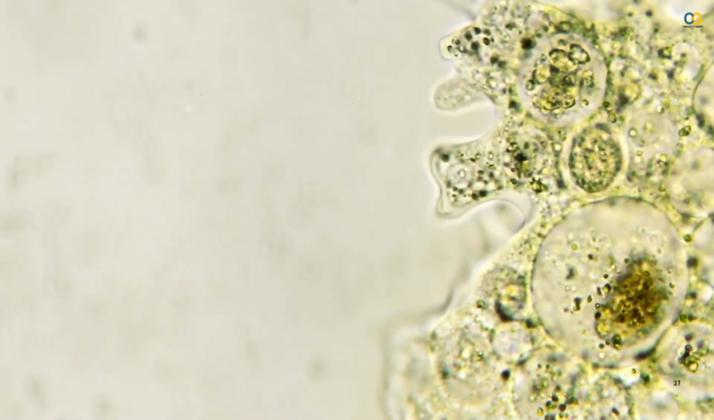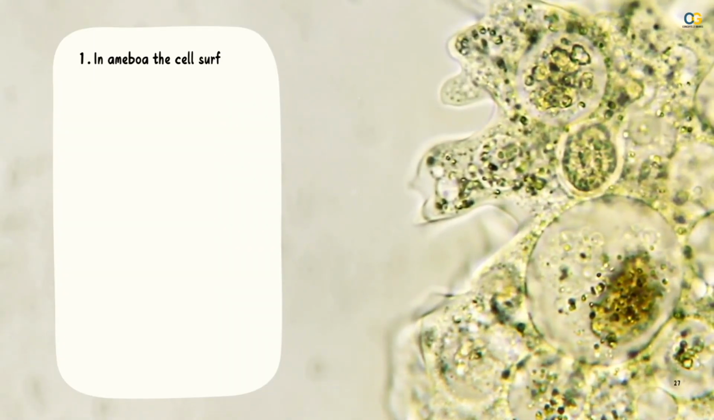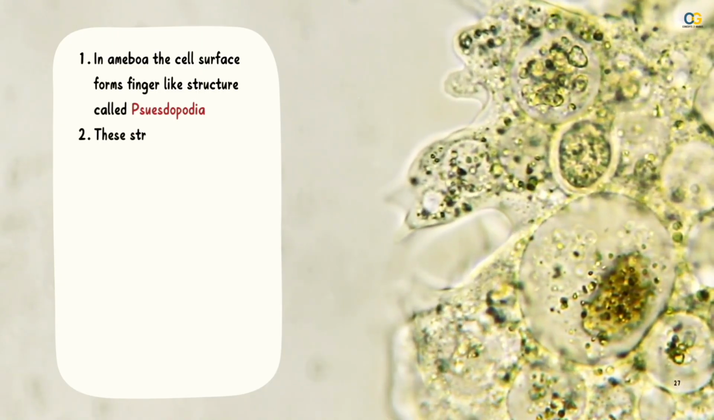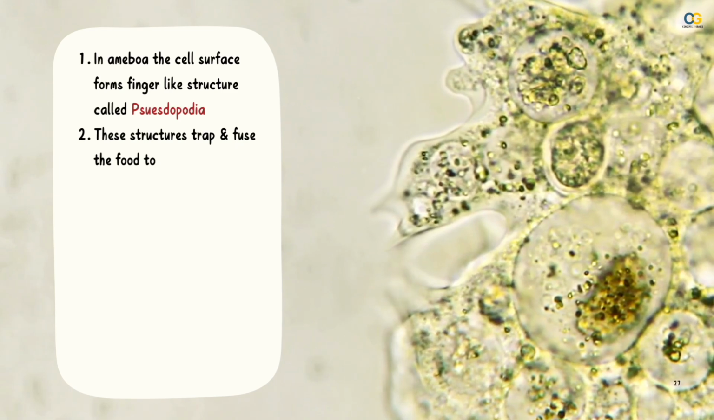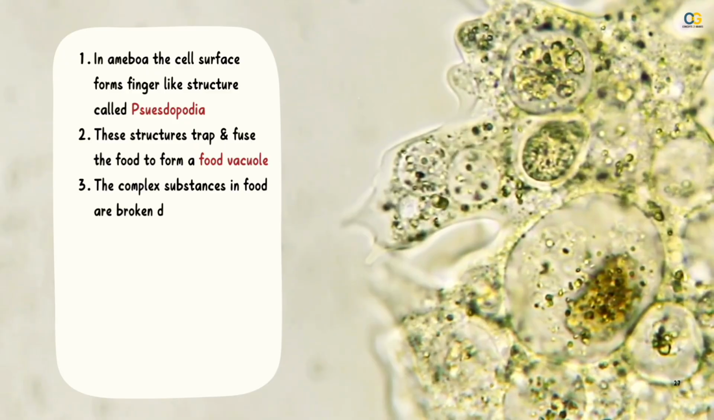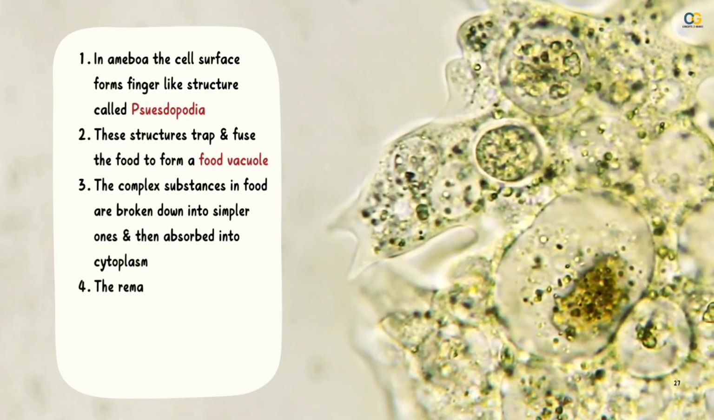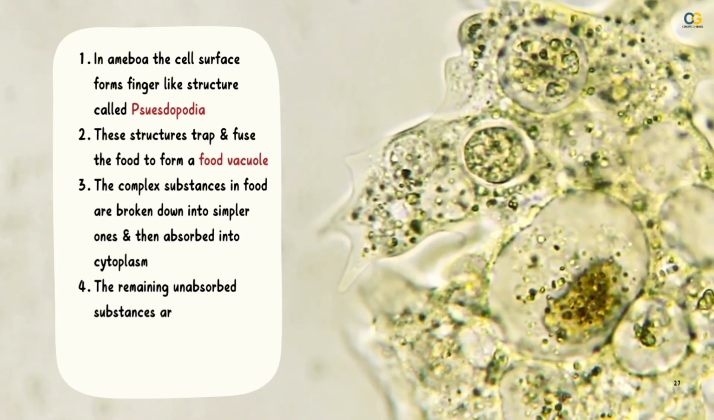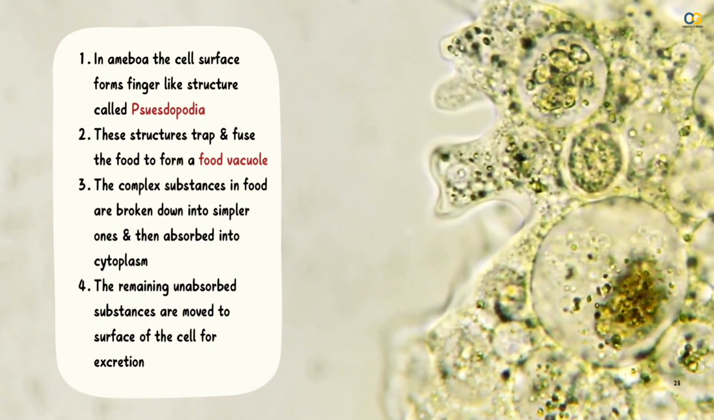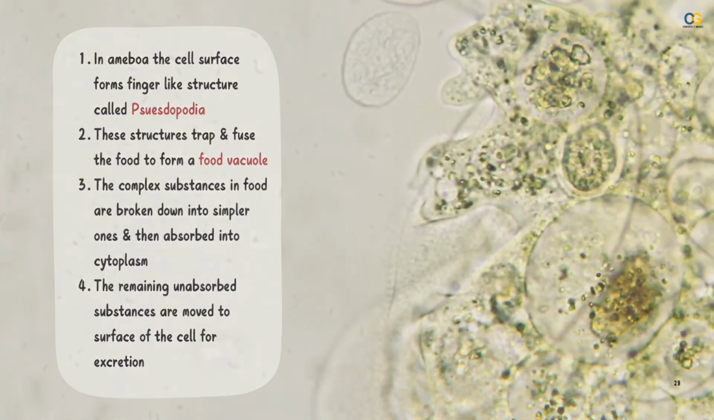Let us see how organisms obtain their nutrition when they are unicellular. Here we have a video of an amoeba trying to gather food. So if you look closely, the cell surface of an amoeba forms a finger-like structure called pseudopodia. Now these structures trap and fuse the food to form a food vacuole. Now these complex substances are broken down into simpler ones inside the food vacuole and then absorbed into the cytoplasm. And the remaining unabsorbed substance is moved to the surface of the cell for excretion. This is how an amoeba absorbs its nutrition.